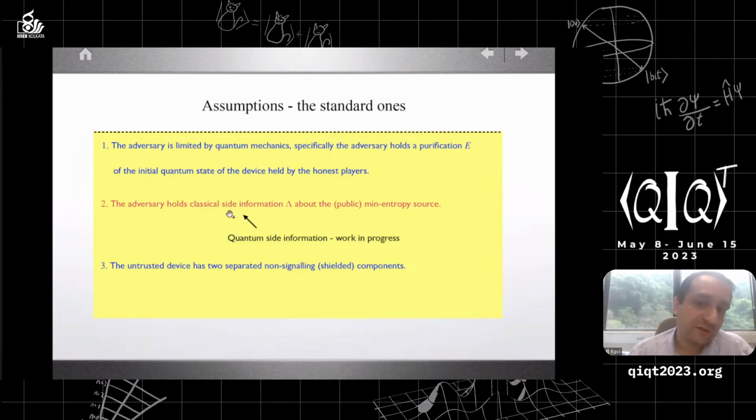Now you might also ask what happens if the seed itself is a quantum seed, like if we use an IID quantum random number generator that is obviously produced by a quantum process. What if the source itself is quantum, and the adversary also holds some quantum system that is entangled with the source? That's called quantum side information about the source. So there are two things to distinguish here: quantum side information about the device and quantum side information about the source.